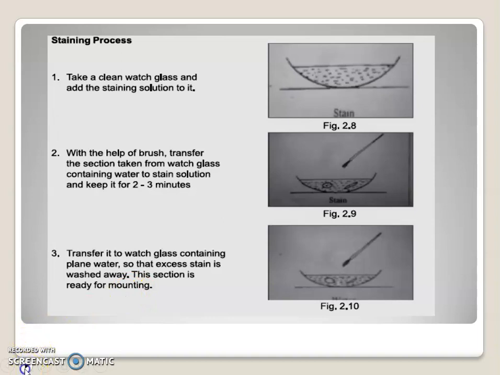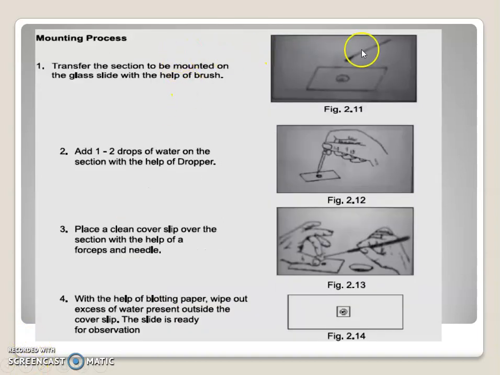You have to mount it on the slide with the help of a brush, as shown here. The section is transferred to be mounted on the glass slide with the help of a brush, as shown in figure 2.11. Then you have to add 1 to 2 drops of water on the section with the help of a dropper, as shown in figure 2.12. Then place a clean cover slip. You have to keep the cover slip over the section with the help of forceps, or you can keep it with needles also, as shown in figure 2.13.